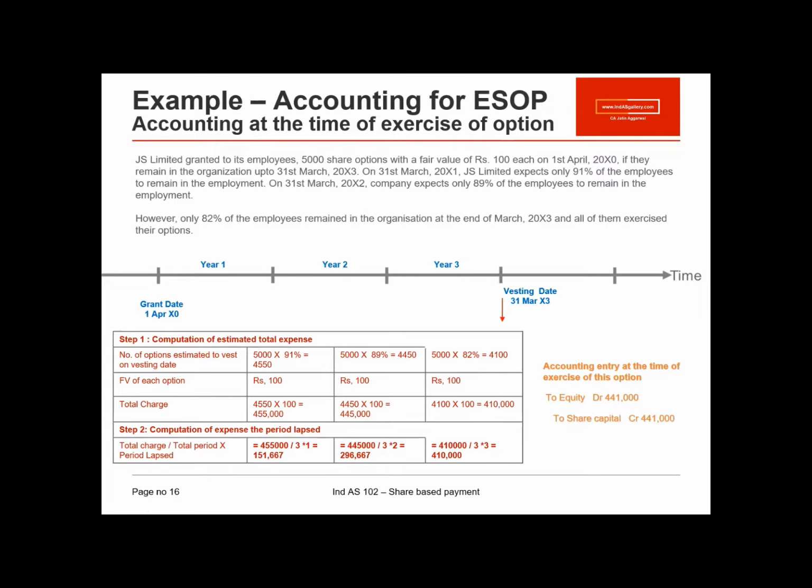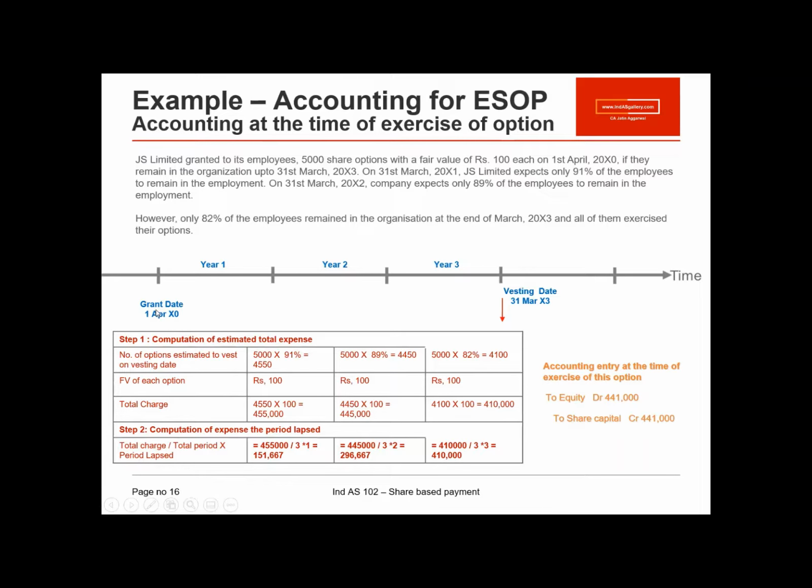Third scenario, let's assume that we also have a market condition. In market condition, nothing changes over here. Nothing changes in this line. Only the fair value of each option changes. So basically, for market condition, you are not going to make an estimation. You are not going to consider it while making an estimation of the number of options that would vest.